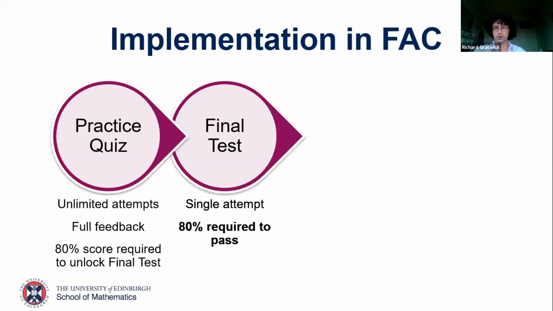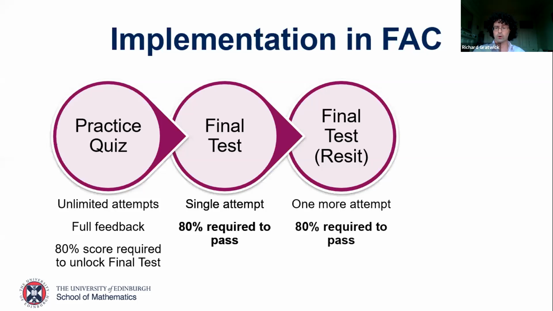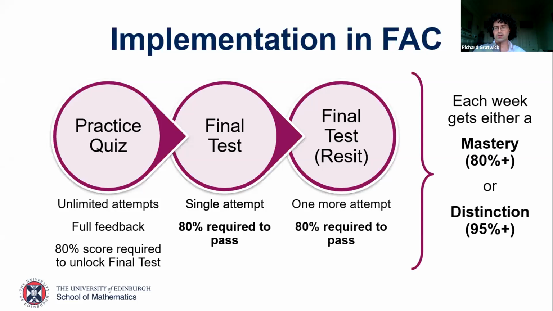This is that individual assessment that needs to be passed. And 80% again is required to constitute a pass in this final test. We say there was a single attempt. If they failed, then 24 hours later, a resit test was made available, again with the same pass mark. And we refined the binary marking a little in so much as we distinguished between passing the final test at 80%, which was a mastery, or at 95%, a distinction. So for each of the 10 weeks of the course, we had as an outcome from the final test either a fail, a mastery, or a distinction.